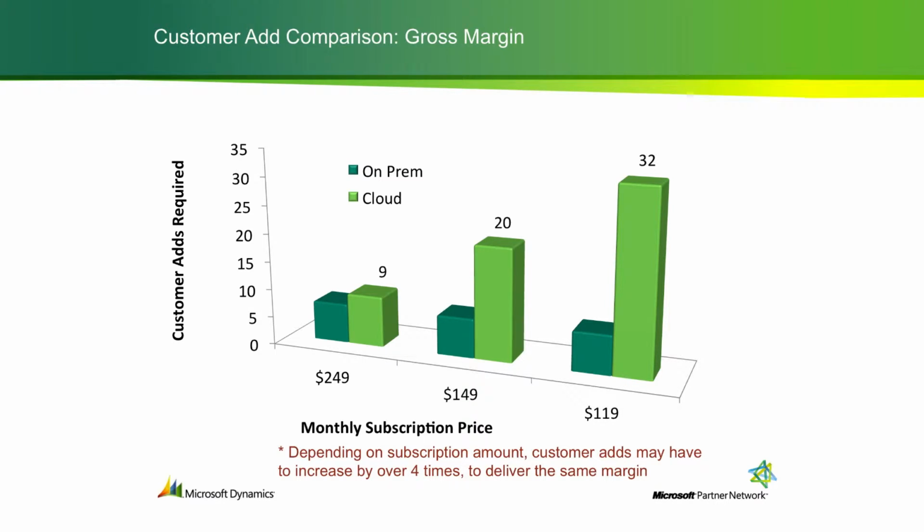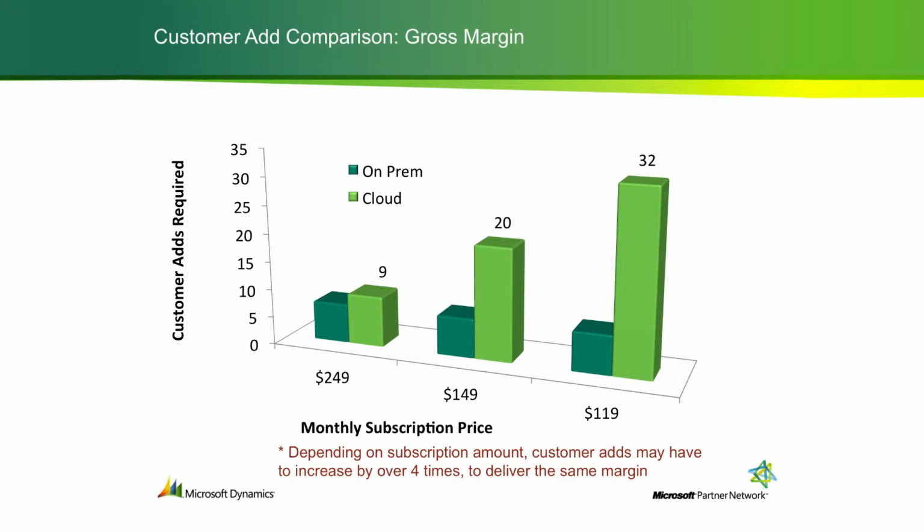Now, that preceding example was with respect to revenue equivalency. Let's look at it from the perspective of gross margin. Again, if you're getting $249 as a subscription price today, you will need to get that same level of margin, 9 customer adds. If, however, you're only able to get $149 per user per month as a subscription price, all of a sudden that 7 customer adds then requires 20.